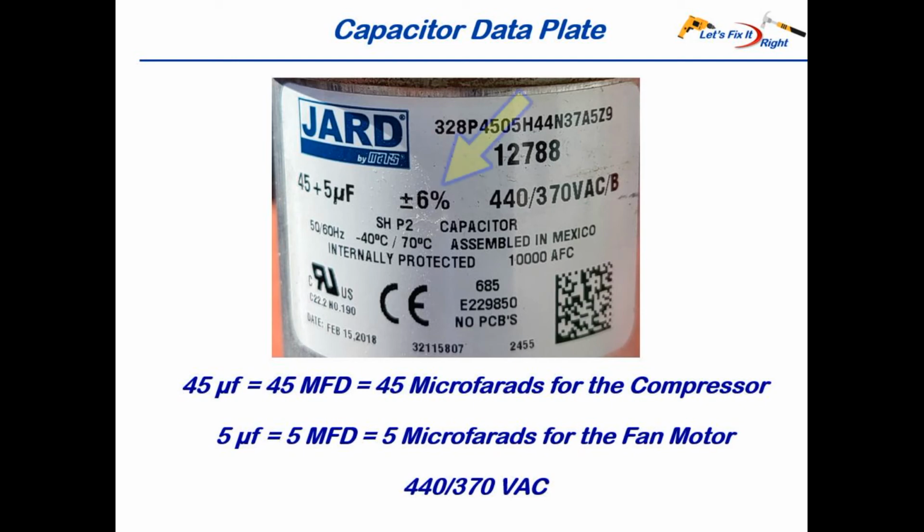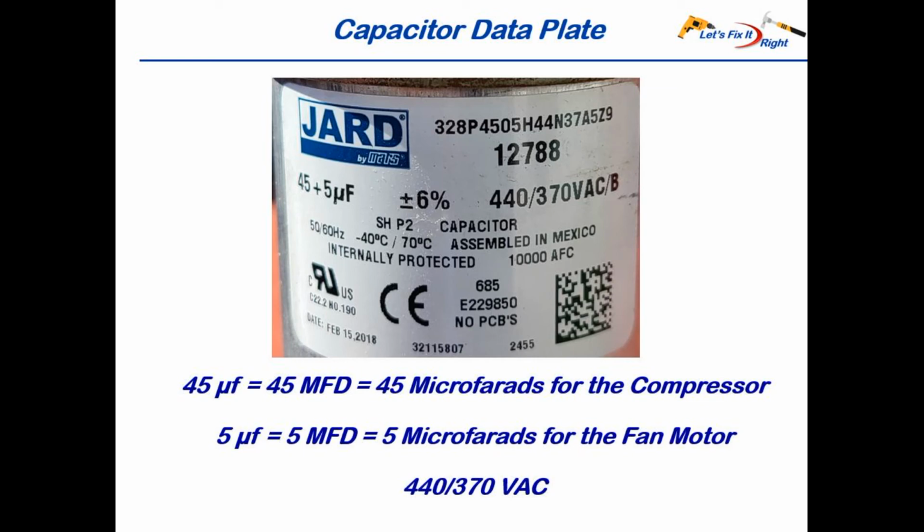The plus and minus 6% accuracy tolerance is measured by a multimeter with a capacitance capability. The third important number is 440/370 VAC, or 440 or 370 volts of AC power. In many cases, this will be designated as 370 or 440 VAC on a data plate. Please note that if you have a 370 VAC capacitor, you can always move up to a 440 VAC capacitor. However, if you have a 440 VAC, you cannot move down to a 370.